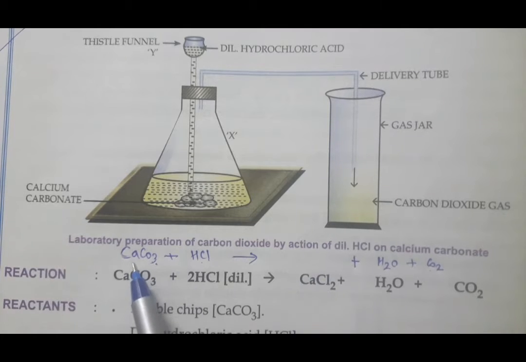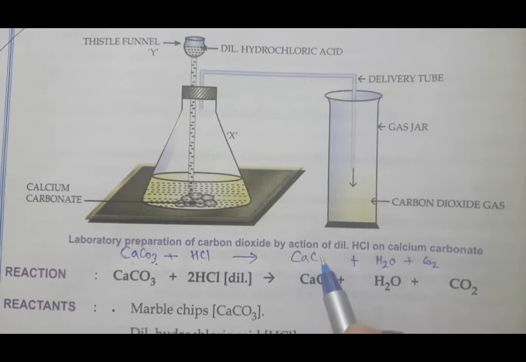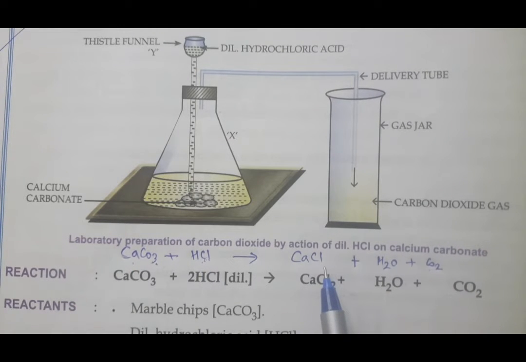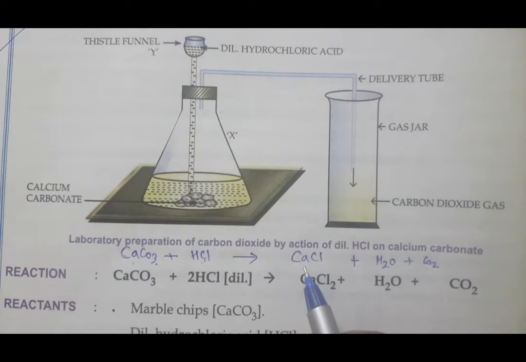If you see here, calcium is left, and chlorine is left. Since calcium and chlorine are left, you get a compound called calcium chloride. But the valency of calcium is 2. I told you to remember the valency chart. So calcium valency is 2, so we write 2 here, and this becomes the exact formula of calcium chloride, CaCl2.